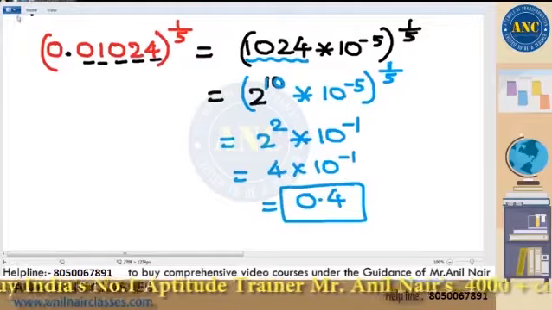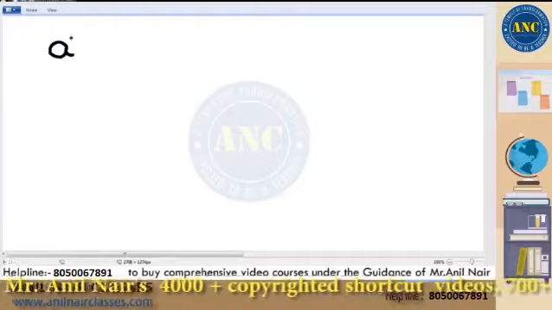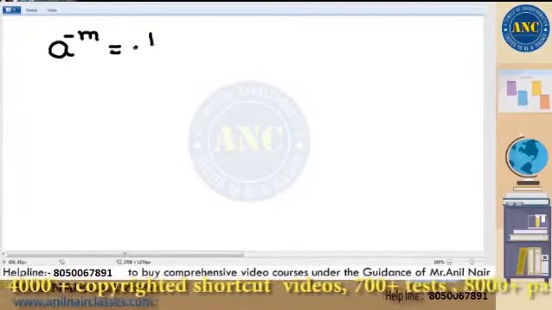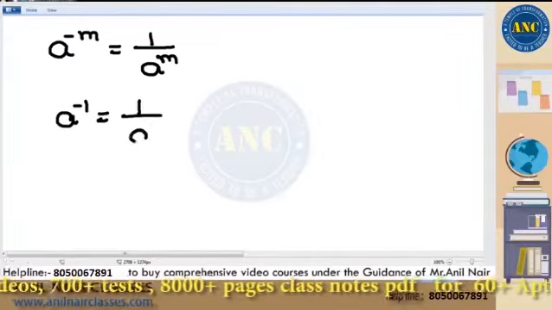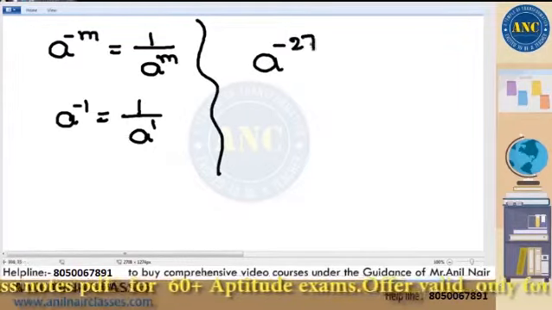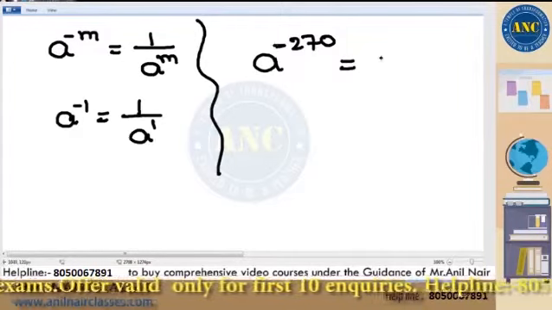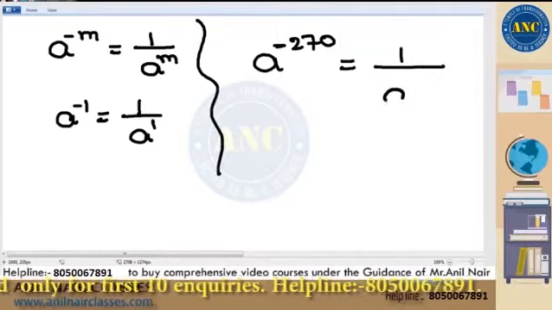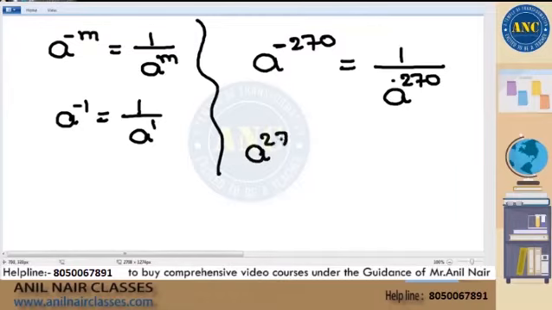Next, similarly, your questions can also be in terms of negative powers. I told you already, a power minus m is nothing but 1 by a power m. A power minus 1 is nothing but 1 by a power 1. That means whenever I have a negative power, a power minus 270, if I need to make a positive power, put it in the denominator, write it as 1 by that number in the positive format. Or if I have a positive power, if I want to make a negative power, put that again in the denominator and make it a negative power.